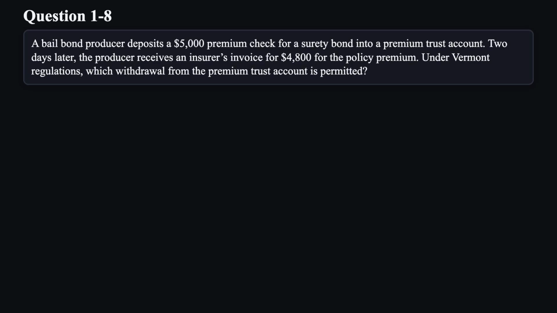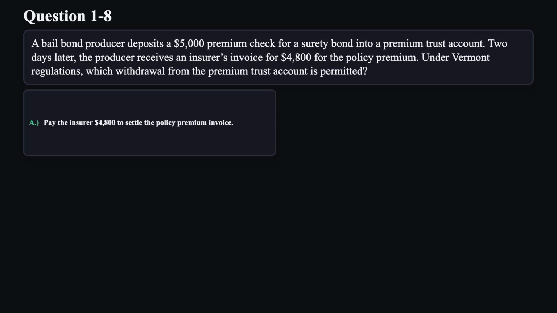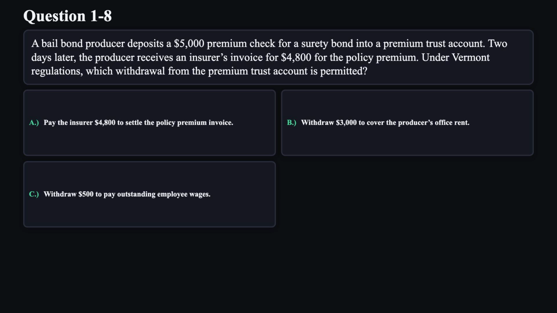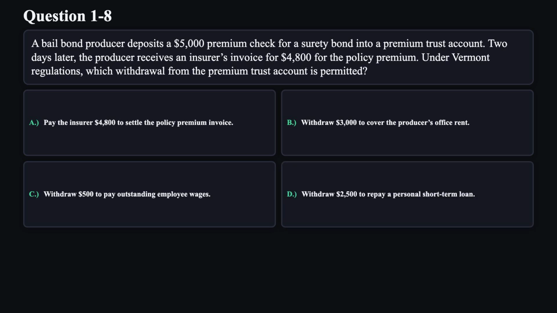Question 8. A bail bond producer deposits a $5,000 premium check for a surety bond into a premium trust account. 2 days later, the producer receives an insurer's invoice for $4,800 for the policy premium. Under Vermont regulations, which withdrawal from the premium trust account is permitted? A. Pay the insurer $4,800 to settle the policy premium invoice. B. Withdraw $3,000 to cover the producer's office rent. C. Withdraw $500 to pay outstanding employee wages. D. Withdraw $2,500 to repay a personal short-term loan.